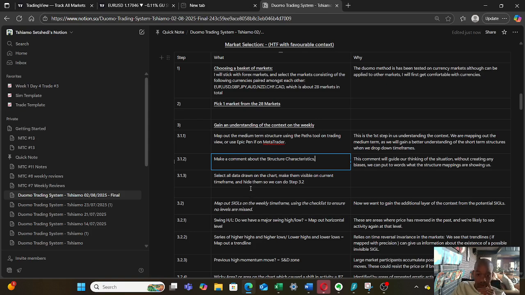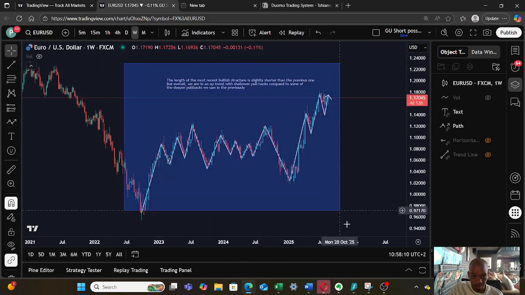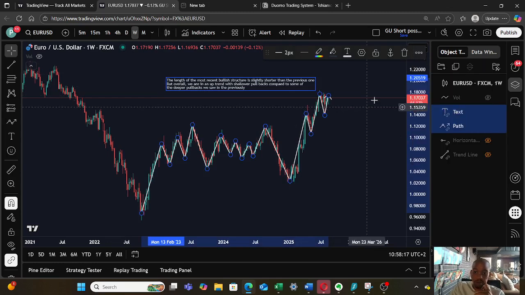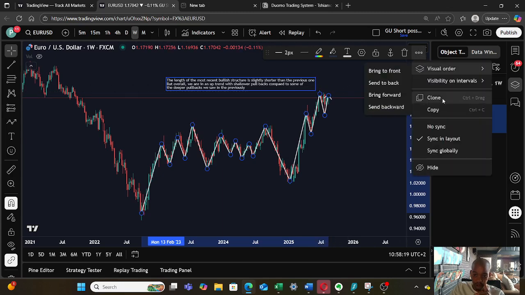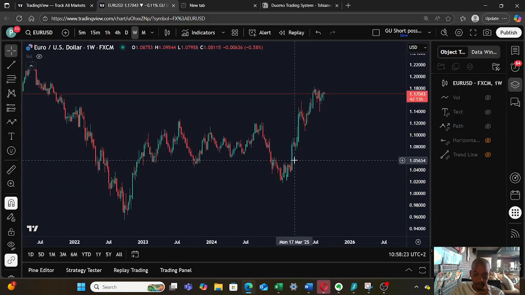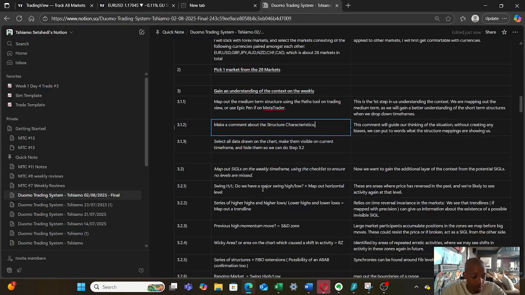Select all the data on the chart, make them visible on the current time frame, and hide them so we can do step 3.2. Select all of this and visible on current interval, and we're gonna hide them. Fantastic. Now we're gonna head over to 3.2, which is all about the significant levels.